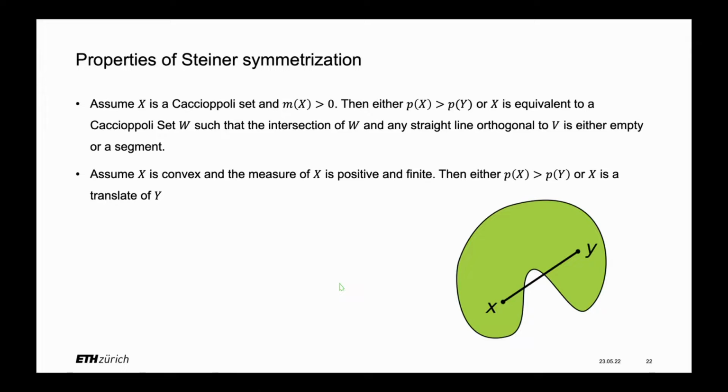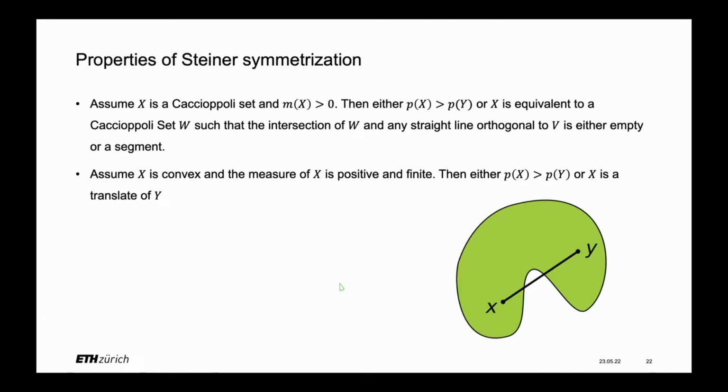The next one says: assume x is convex. Here is an example of a convex set, how it looks. And the measure of x is positive and finite. Then, again, either the perimeter of x is bigger than the perimeter of y, or x is a translate of y. What we can deduce from the last one is that for any convex figure, there is a sequence of Steiner symmetrizations that makes it arbitrarily close to a ball.